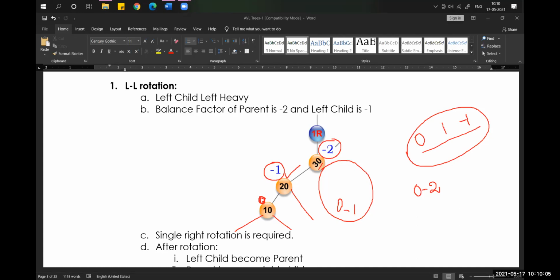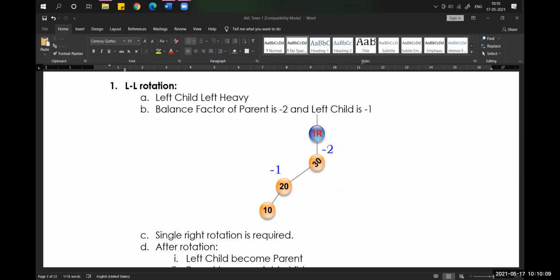It means what can we conclude here? This tree is an imbalanced one, because we got the height of the tree as minus 2. That's why it is an imbalanced tree. Now if it is an imbalanced tree, we have to do the rotations. So which rotation do we have to do?